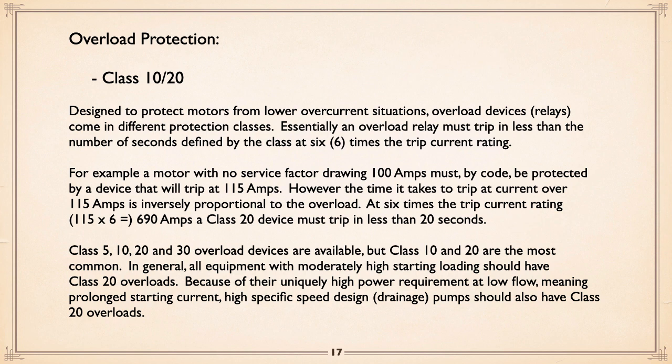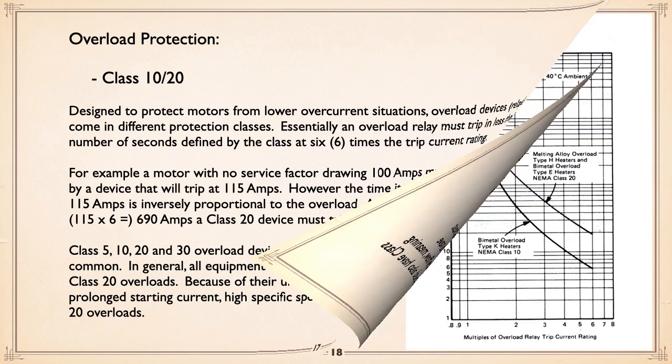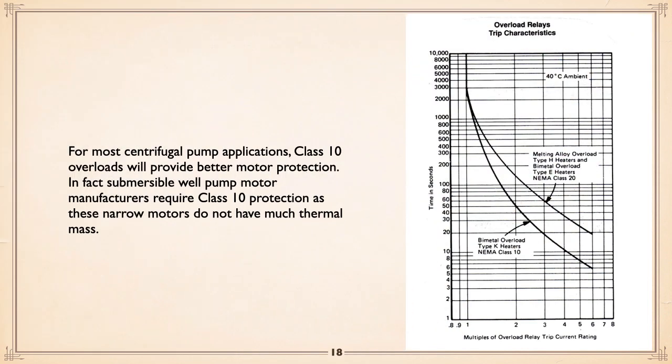if it's a 20-second device. Now, classes, you can get class 5, class 10, class 20, class 30, and each one is spelling out the number of seconds that's allowable before it trips at 6 times the current rating of the device. Now, class 10 and 20 are the most common in the kind of stuff we deal with. All equipment with moderately high starting load should have class 20. For example, we'll get into it later, drainage pumps require class 20. Soft starts require class 20. For other applications, most centrifugal pump applications, class 10 overloads will provide better motor protection.